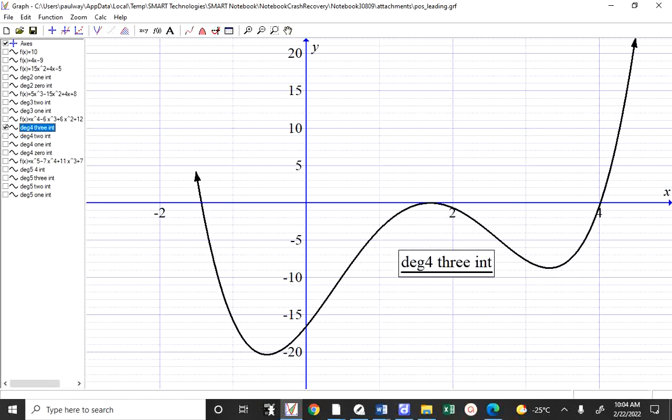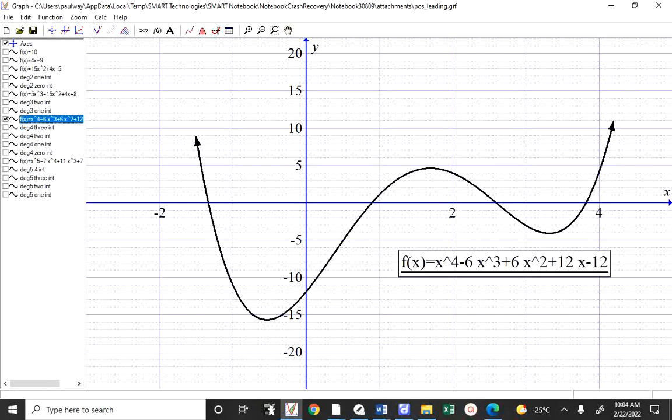Could it have 3? Sure. And it can have 4. So because it's an even degree, degree 4, it can have 4 x-intercepts, or 3, or 2, or 1, or 0. Because it's an even degree, it can have 0.